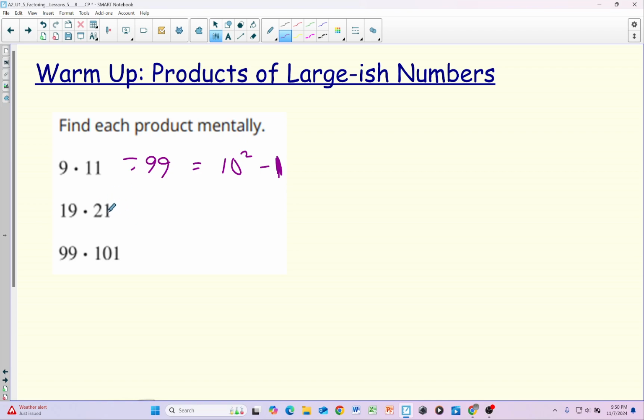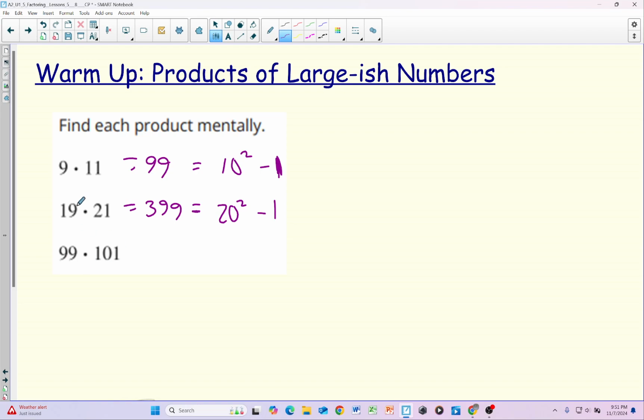Well, 19 times 21, let's see. 19 times 20 is going to be 380. And we're going to add another 19 to that, so that's 399. But wait a minute. 399 is pretty close to 20 times 20, 400. So it's 20 squared minus 1. Now, why is that important? How does this 20 compare to the 19 and the 21? It's in the middle. 10 is in the middle between 9 and 11.